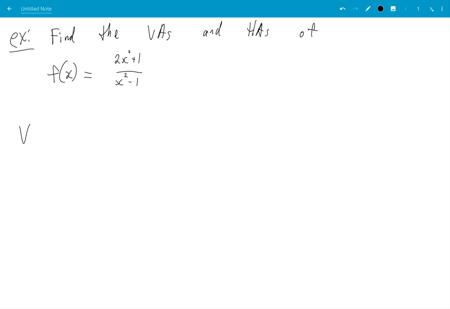Okay, so to find vertical asymptotes, the short answer is to just look at that denominator and find out, when is it 0? It's the division by 0 that almost always is going to cause our vertical asymptote. And here we get x is plus or minus 1.